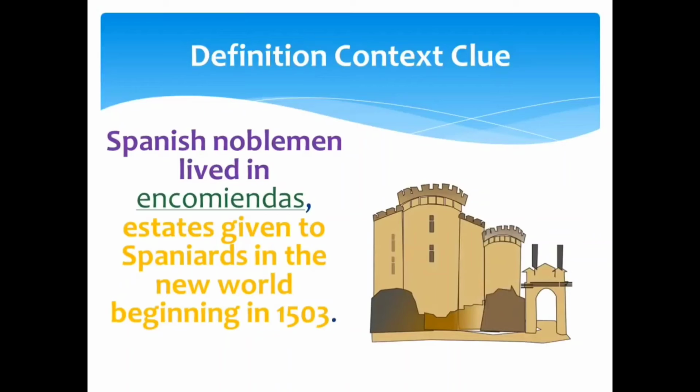An example for this one type of context clue is more historical in nature. Spanish noblemen lived in encomiendas, estates given to Spaniards in the New World beginning in 1503. The author recognized readers may stumble over the word encomiendas. Therefore, he or she provided the definition.